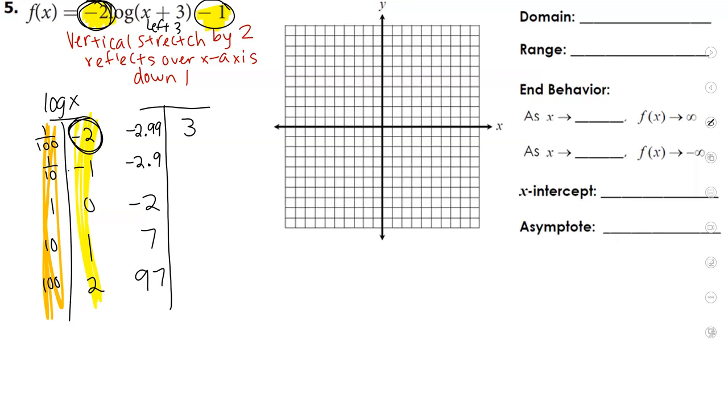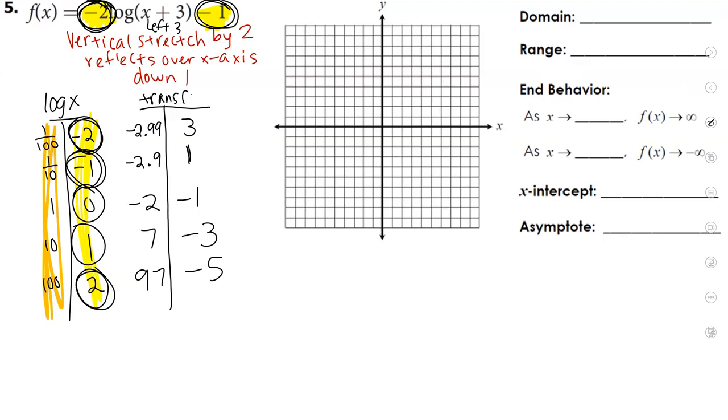Next, -1 times -2 is 2, subtract 1 is 1. 0 times -2 is 0, subtract 1 is -1. 1 times -2 is -2. Subtract 1, it's -3. Last number, 2 times -2 is -4. Subtract 1 is -5. So this is your transformed table. I'm sorry, I keep saying graph, table. Okay, this is our transformed table.